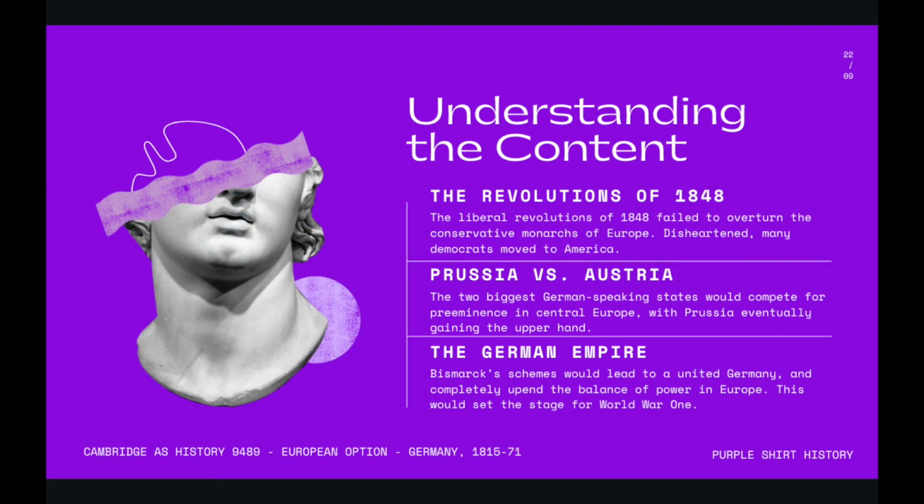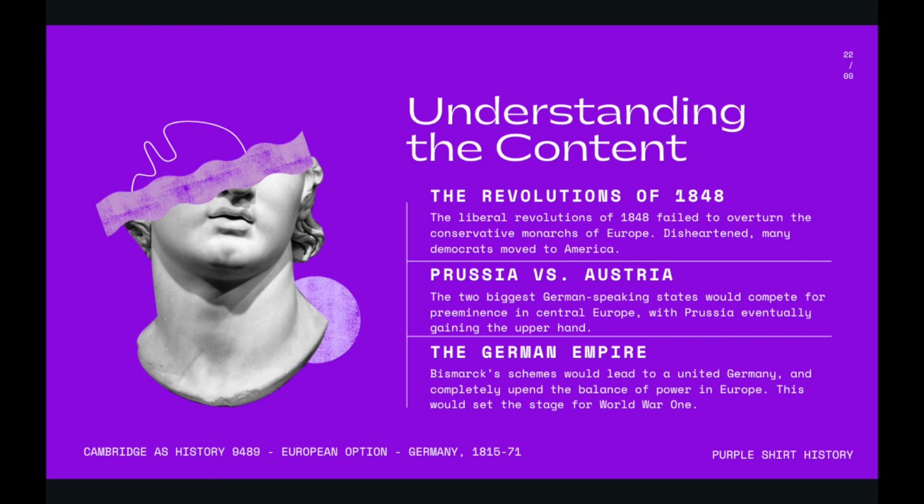Here's our recap. For context, know what happens between 1815 and 1848. That's a precursor for the revolutions of 1848 that do not really change the established order in Europe. The next thing you should know is the two major powers of the German-speaking world. The two heavyweights in this theme are Prussia and Austria. They're German-speaking countries that are quite different, to be honest, in many respects.